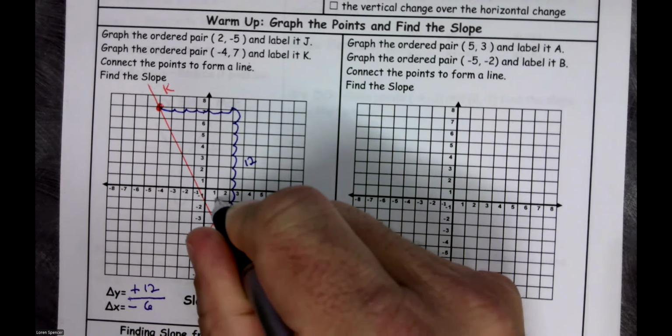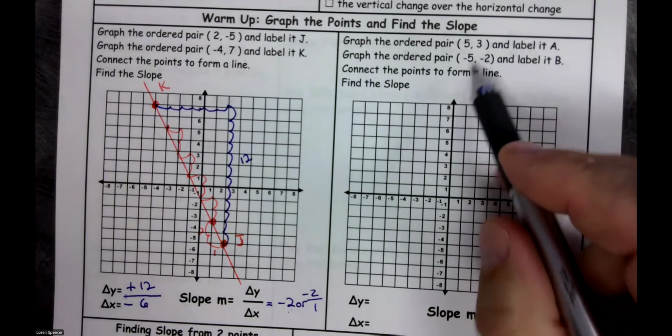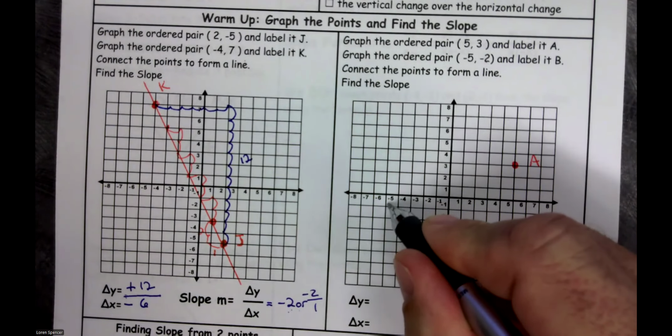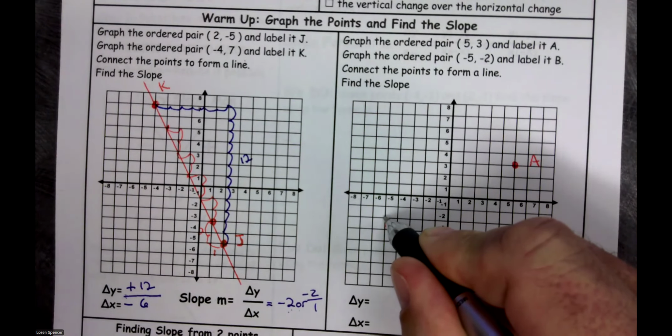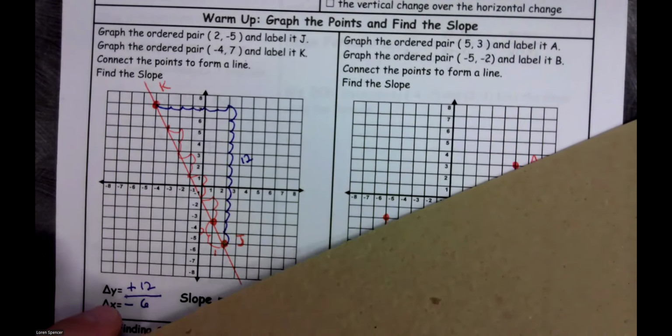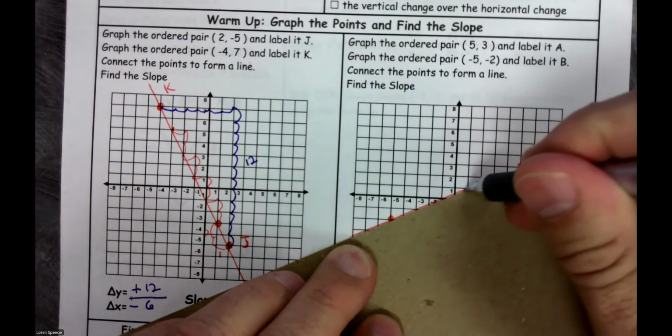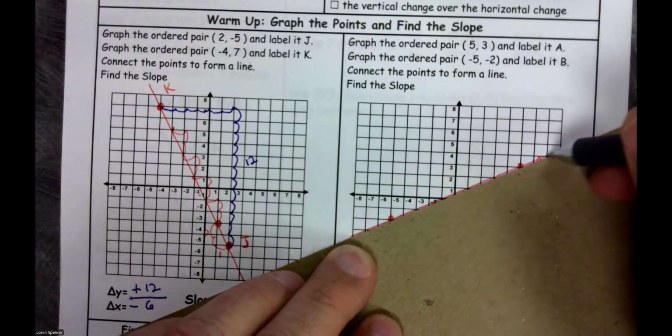All right, the next one says graph the ordered pair (5, 3) and label it A. So +5, +3, labeling that A. And then it says go to (-5, -2) and label that B. So here's B. It says connect the points to form a line, and I end up with a line about like that. And then it says find the slope.